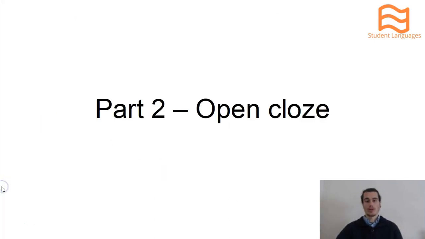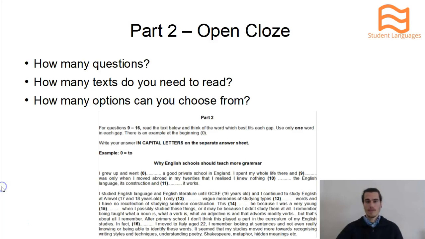That's the open cloze. Okay, so how many questions are there in this part? There are 8 questions. How many texts do you need to read? Just one text or one passage, like we can see here. And how many options can you choose from to fill in the gaps in the text? You have no options to fill in the gaps. You have to decide which word goes in the gaps in this passage, and you have no help.